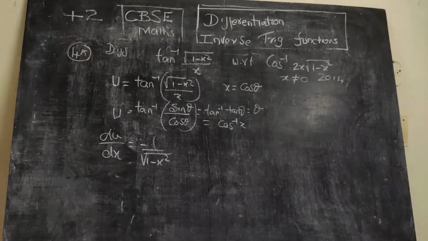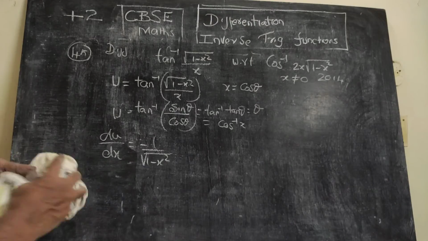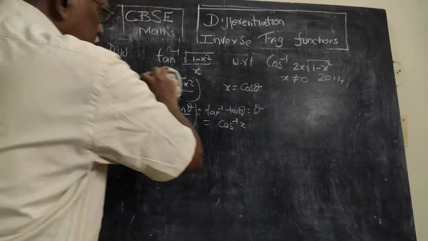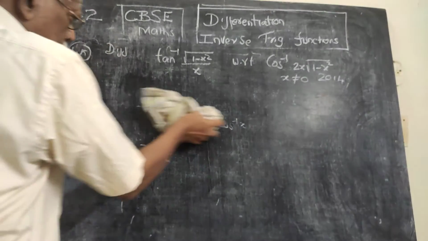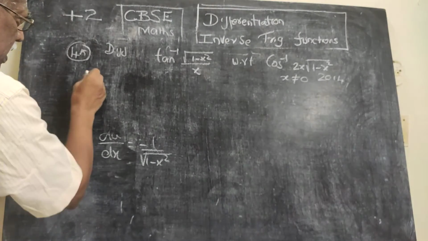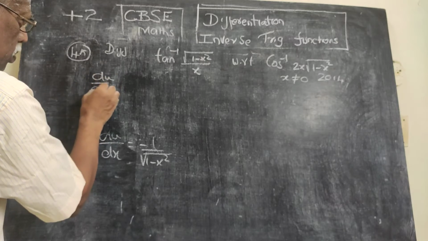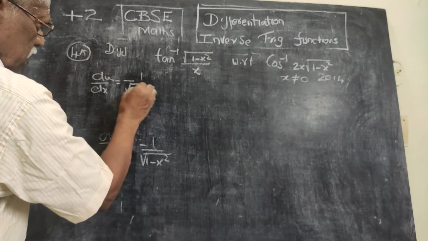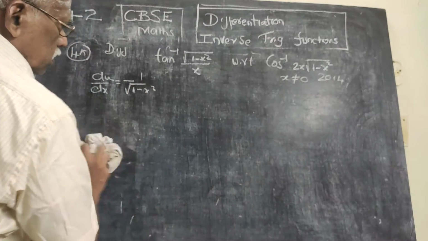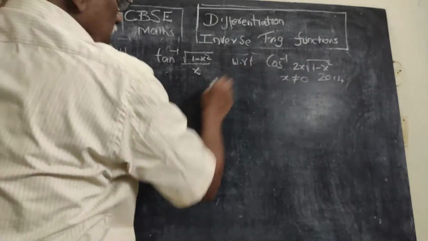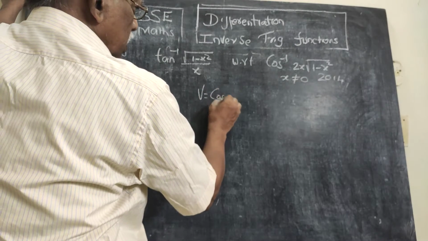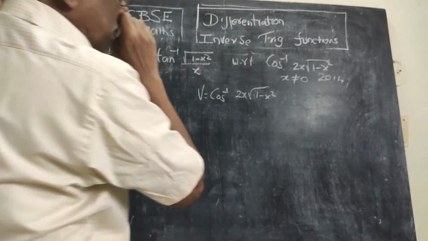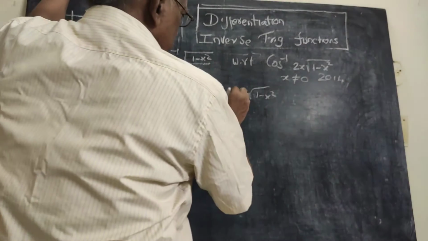Now go to the other one. So I just rub all these things. I am keeping only du by dx. So I write it here. du by dx we got it as minus 1 by root of 1 minus x square. Now let us consider that as v. v equal to cos inverse of 2x root of 1 minus x square. Cos inverse of this.